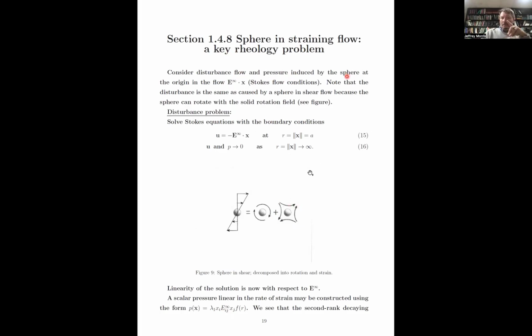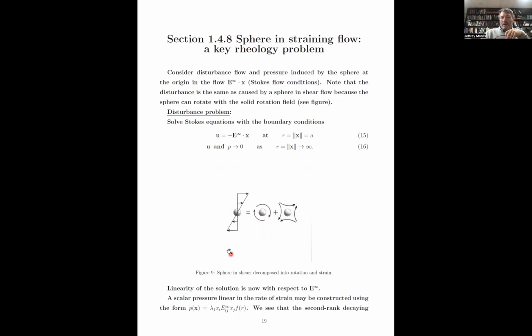It turns out, I want to point this out, that since this particle, a sphere, can rotate in this flow without disturbing it at all in the solid body motion, the disturbance flow caused here is the disturbance flow caused by this motion. So when I get the disturbance from this, I can sum it with this velocity to get the overall velocity field induced by the interaction of a particle with a shear flow.